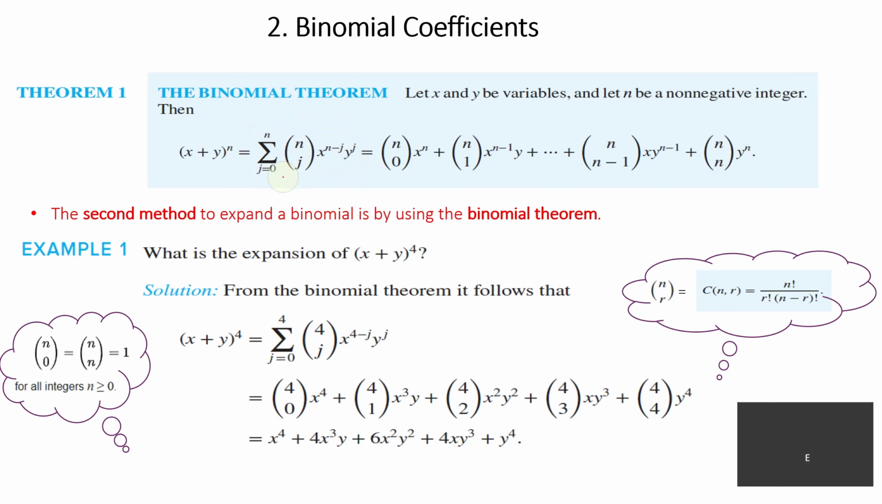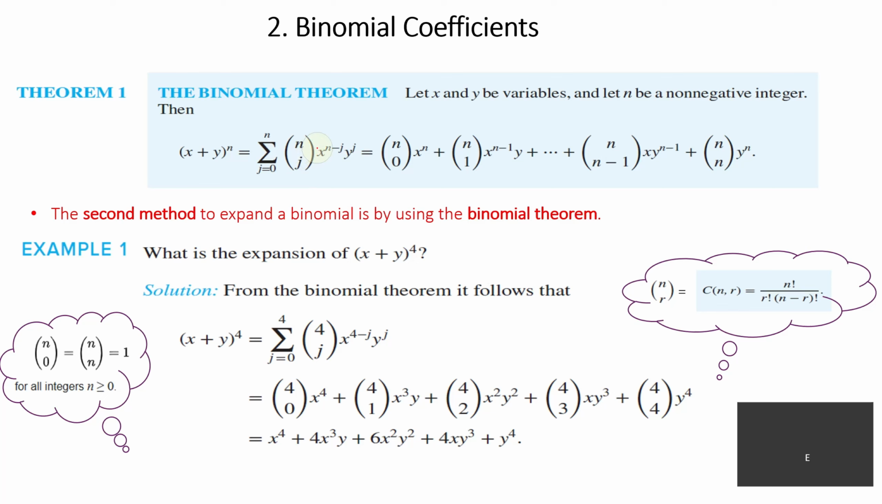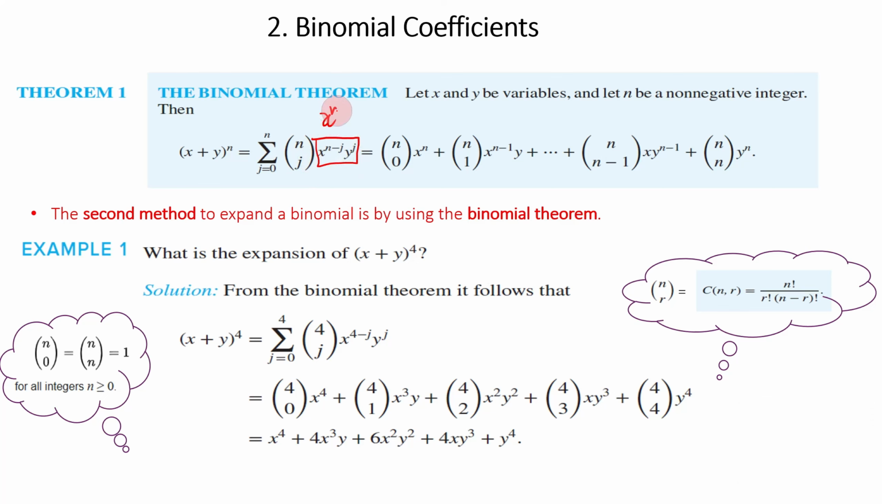So this is the basic idea. Let's have a look at this and try to understand it. We have this combination, which is going to be the coefficient, and these are the variables. Now it's x to the power of n minus j, where j is going to be 0.